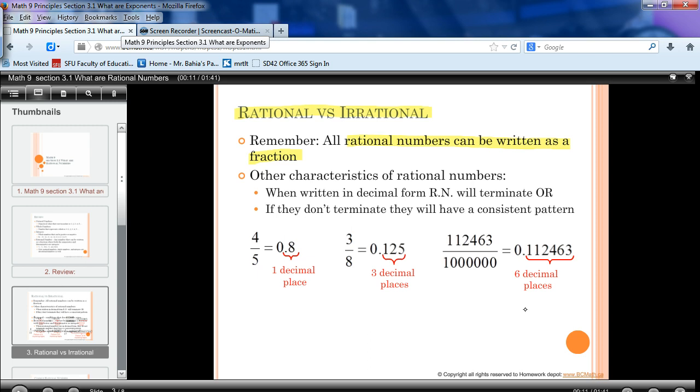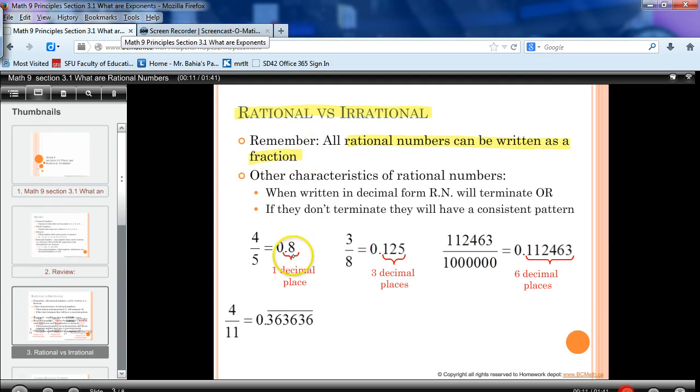Now, that's not the only type of number that can be rational. If they don't end, they can still be rational. If they don't terminate, they have to have a pattern. A number like 0.36363636 goes on forever, but there is a pattern to it: a repeating of the digits 36. Because of that, it's rational. It's got a pattern to it. So again, a rational number can be written as a fraction. If it's a fraction, it's guaranteed to be rational.